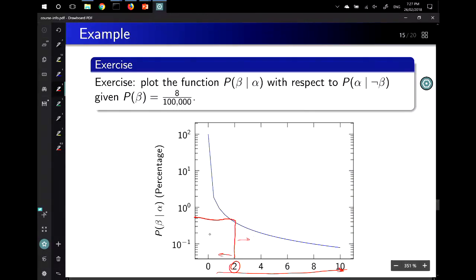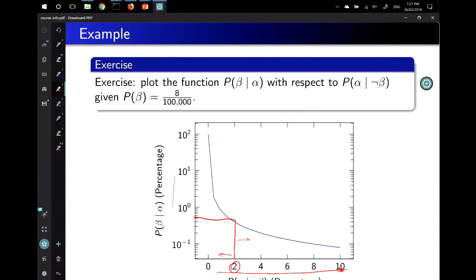But if it's going to be log, by the way, this is actually a log plot. So this is really a key parameter.